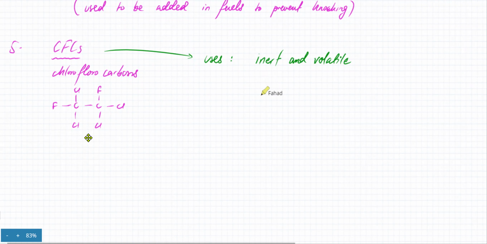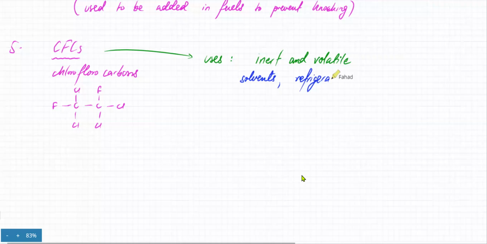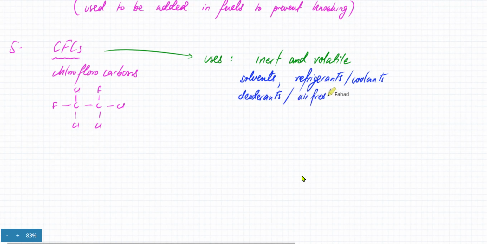CFCs are pretty inert. These molecules are very inert, so they are used as solvents a lot of times. They're volatile, so they're also used as refrigerants, most of your coolants, etc. Your deodorants and your air fresheners are also CFCs. So very good compounds, with medicinal uses too. In a lot of medicines, water is not used as a solvent, a CFC is used as a solvent. Anyways, CFCs are very good and very useful.